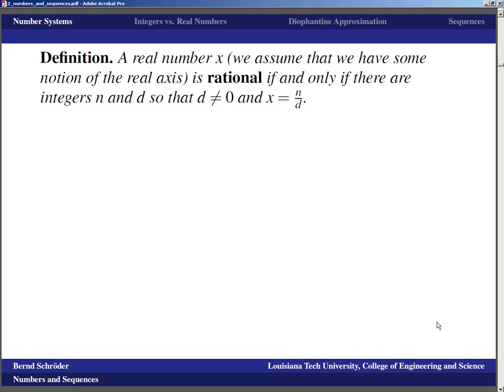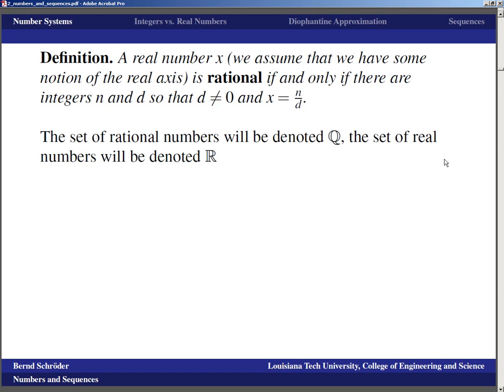And we're just going to assume that we have some idea what the real numbers are, because we're really not going to work much with the real numbers. And we're going to call a real number rational if and only if it's a fraction, which is if and only if there are integers numerator and denominator, so that the denominator is not 0 and x is the quotient of numerator and denominator. The set of rational numbers will be denoted Q for quotient. The set of real numbers will be denoted R for real numbers.